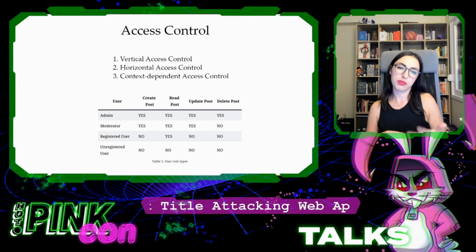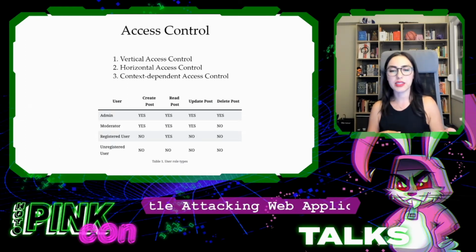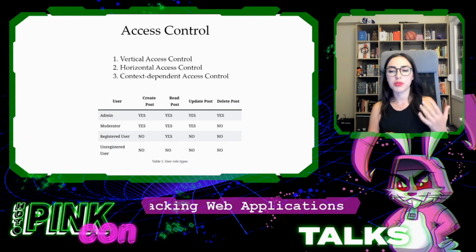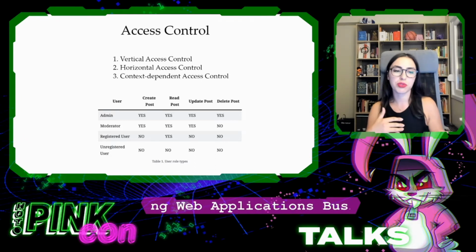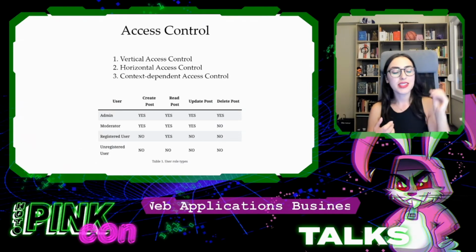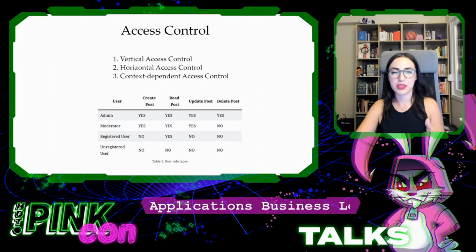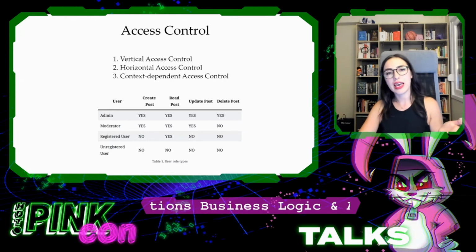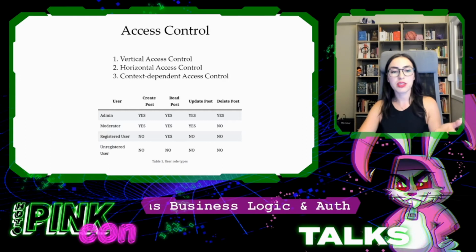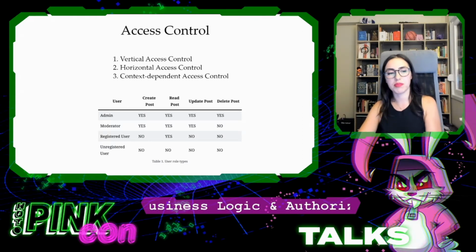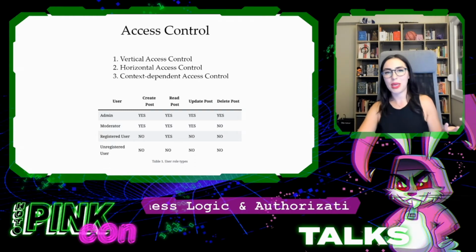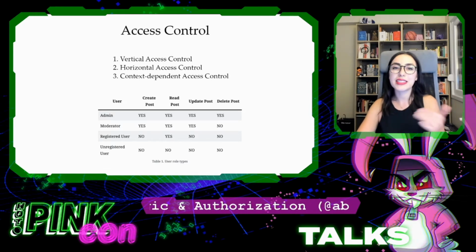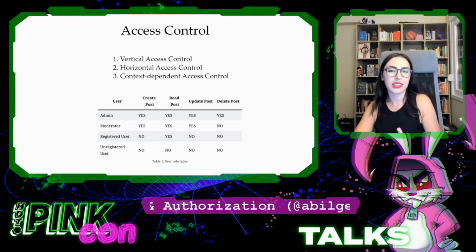For the first one, vertical access control aims to control the restrictions to access functions according to the user roles. What am I talking about? For example, in our systems, as you can see in the table, we have a registered user, and our registered user only has the access right to read a post. But on the other hand, a moderator has many more, like creating a new post, reading existing posts, updating an existing post, but not deleting, obviously, in our system.